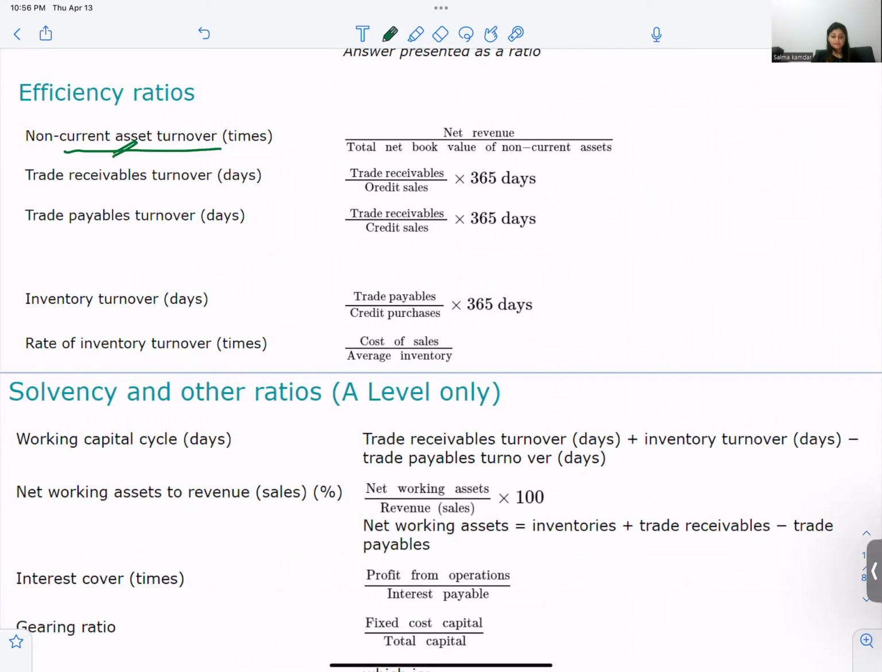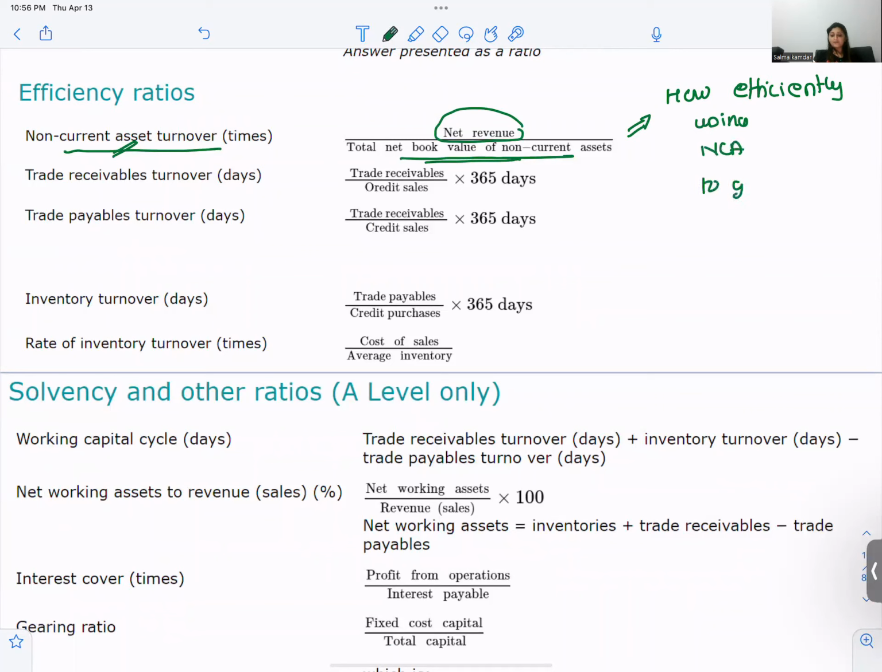Non-current asset turnover ratio is the net revenue over the net book value of non-current assets. What does the non-current asset turnover ratio tell you? How efficiently you are using your non-current assets to generate revenue. The bigger, the better. And these ratios, these are efficiency ratios, right?